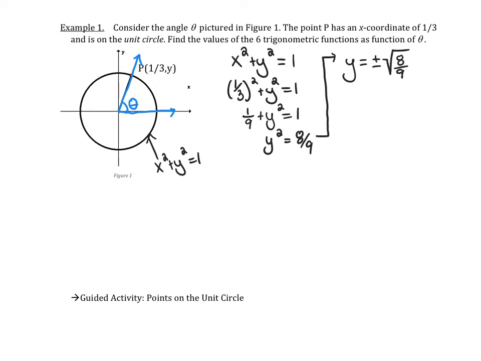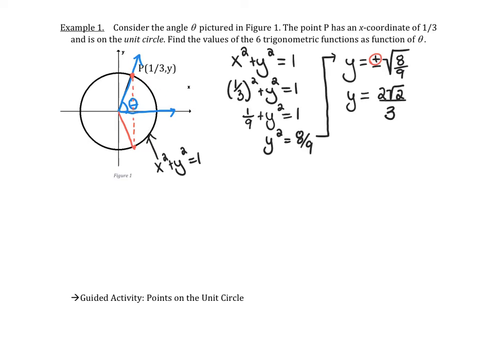In this case, because of where my point is located in the first quadrant, I know that my y value is positive. Notice, if we hadn't had a picture, we would not have known if my angle was actually down here in the fourth quadrant, which would have had a negative y value. Now we simplify that to be a denominator of 3, because the square root of 9 is 3, and then 2 square root of 2, because you can take the square root of 4 from the 8, which is 2.